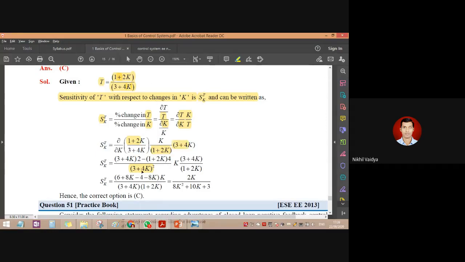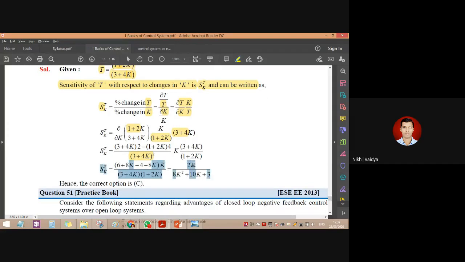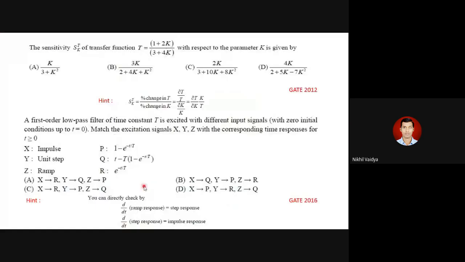So when we go on solving, finally we will get 2K upon 8K² plus 10K plus 3. So the option is C. If you look here, 2K upon 3 plus 10K plus 8K², we get option C. So what is the trick to remember here? We just have to remember the formula we studied yesterday, sensitivity with respect to two dependent variables. Sensitivity will have the two variables, and in this way we can calculate it. This is a GATE 2012 problem.